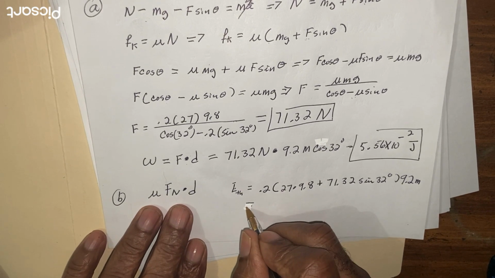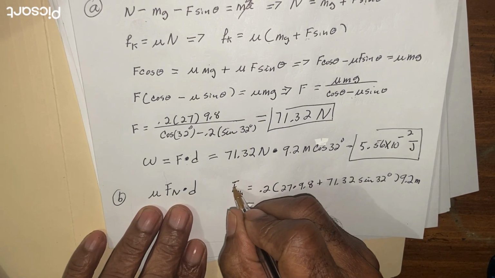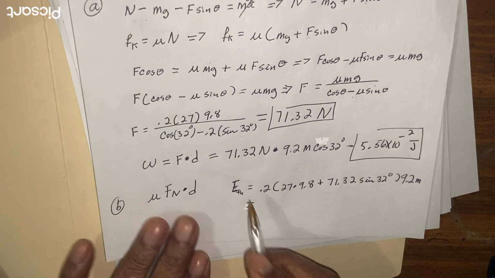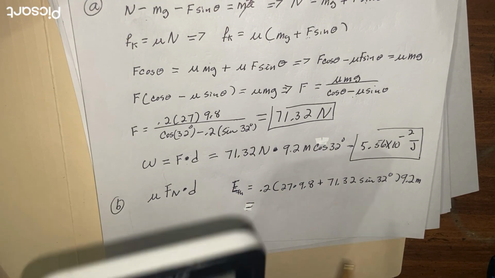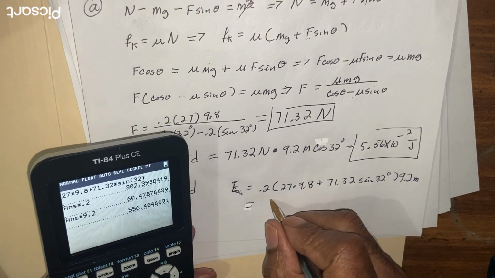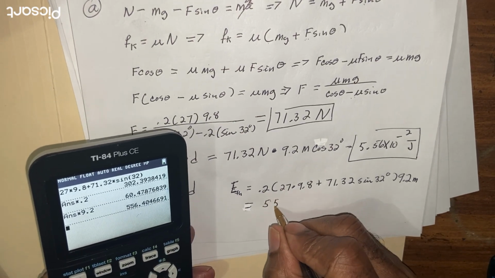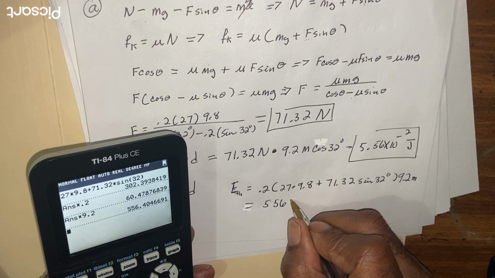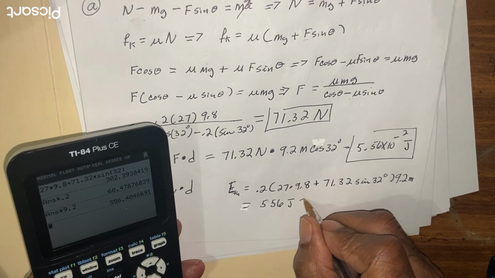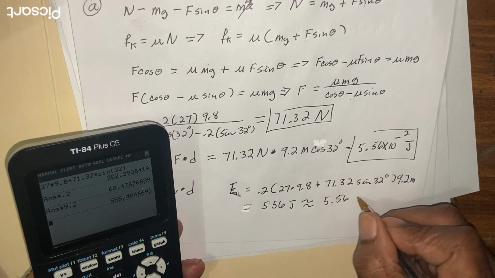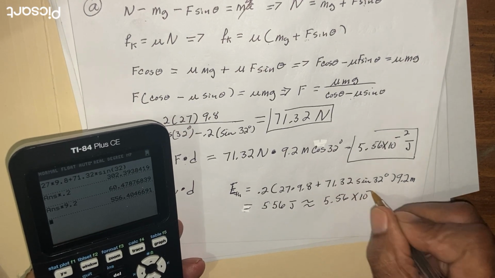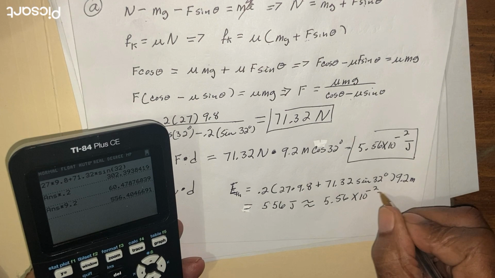And when you do that for the heat dissipated on the floor, or thermal energy, you're going to get 556 joules, which is approximately equal to 5.56 times 10 to the minus 2 joules.